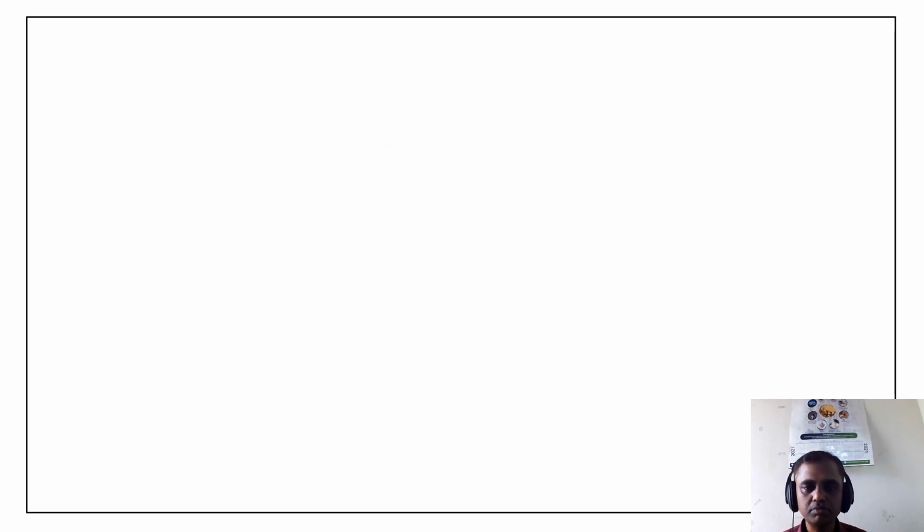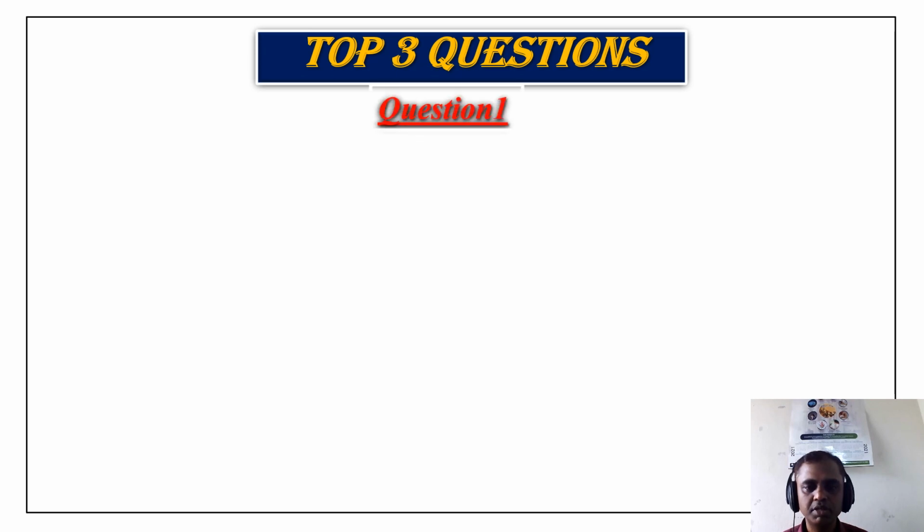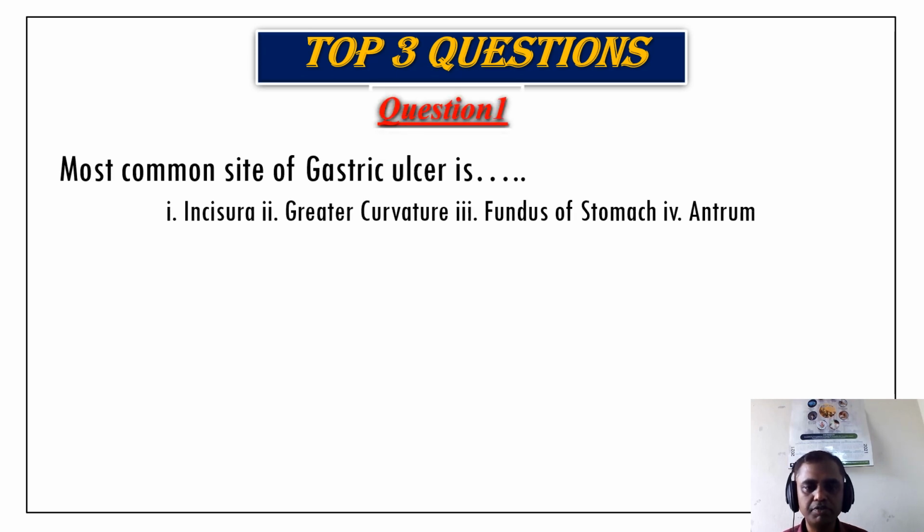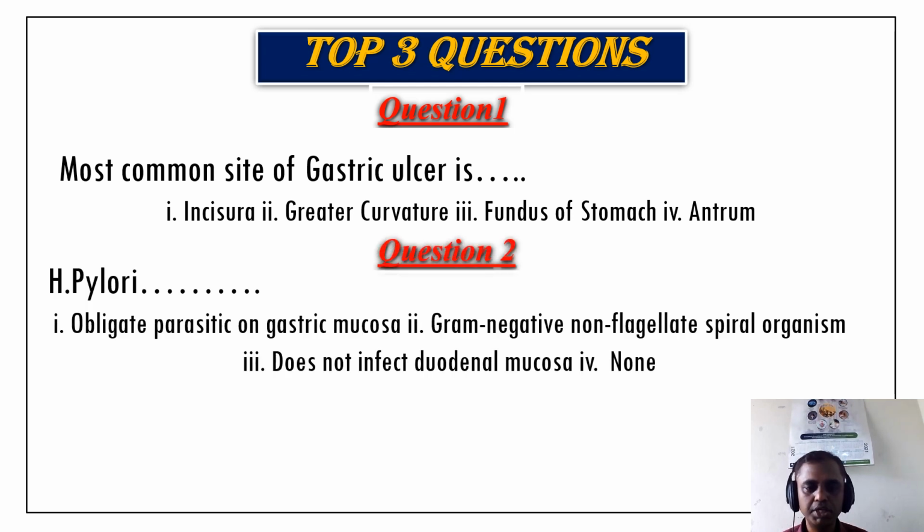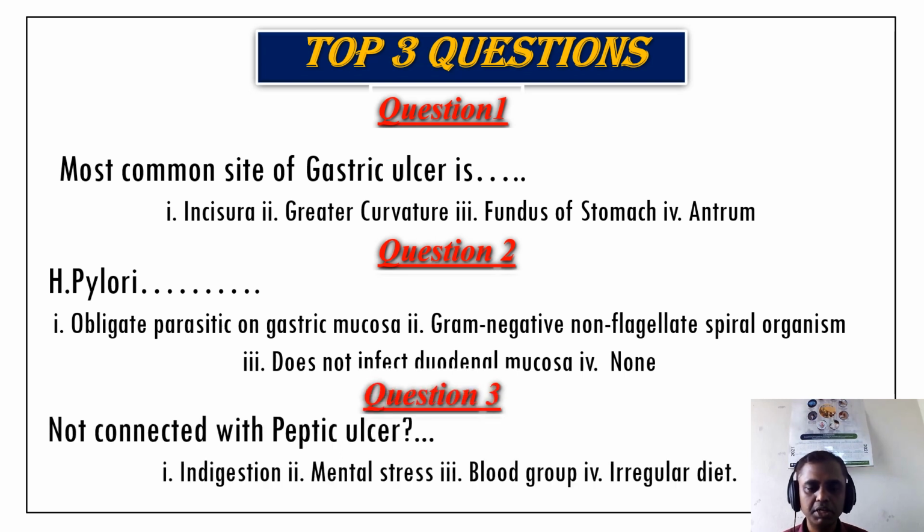Study well. Now it is time to discuss the top 3 questions. Number 1, the most common site of gastric ulcer is: 1, insula; 2, greater curvature; 3, fundus of the stomach; 4, antrum. Question number 2, H. pylori is: obligate parasitic on gastric mucosa, or a gastric gram-negative non-flagellated spiral organism, or does not infect the duodenal mucosa, or none. Question number 3, very important for the NEET examination: which is not connected with peptic ulcer: indigestion, mental stress, blood group, or irregular diet.